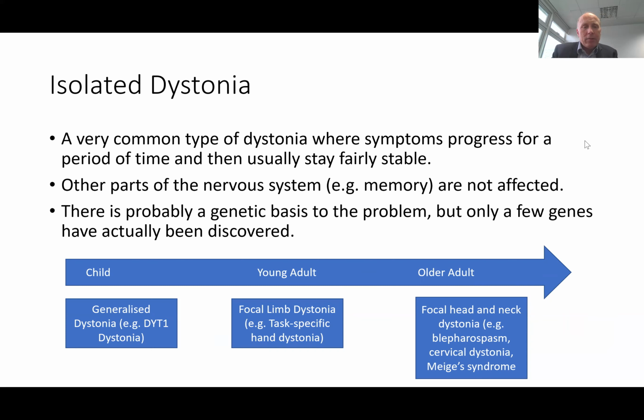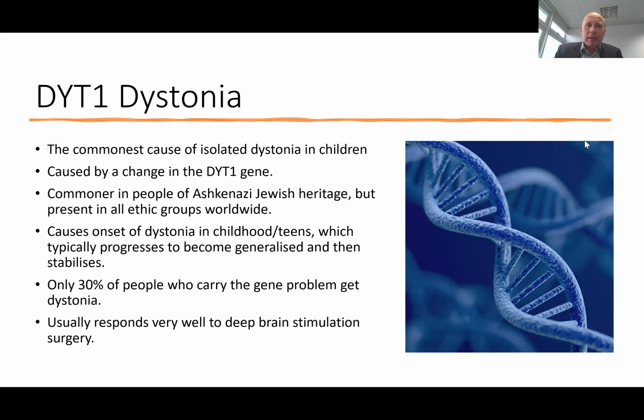Just starting with children, I wanted to mention this condition called DYT1 dystonia, and that's the commonest cause of isolated dystonia in children. It's caused by a change in a gene called the DYT1 gene. It is quite a lot commoner in people who have Ashkenazi Jewish heritage, but actually it can be present in all ethnic groups worldwide. It causes onset of dystonia, usually in childhood, and then it usually gets worse for a period of time, becomes generalized, and then stabilizes. Actually, only about 30% of people who carry this gene problem get dystonia. And it's one of the types of dystonia that typically responds extremely well to deep brain stimulation surgery.